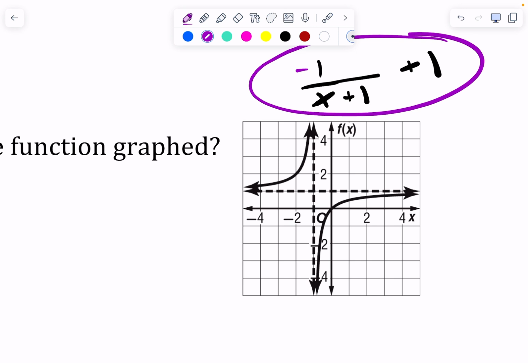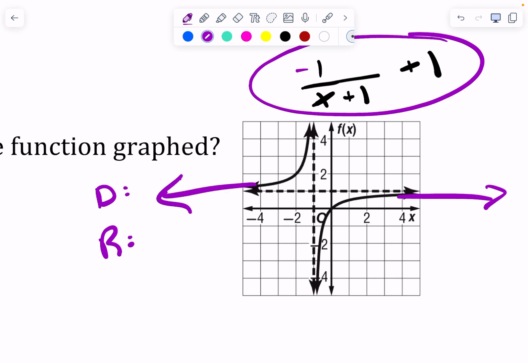So this is what my function looks like. Whatever. We don't really care. We just need to know the domain and we need to know the range, okay? And domain is left and right. This thing will go to the right forever and he will go to the left forever. I know because of these arrows. But will he touch every single value? No, he will not touch where this dotted line is, right? And that dotted line's at -1, so what do we put for domain? X is not going to touch -1.